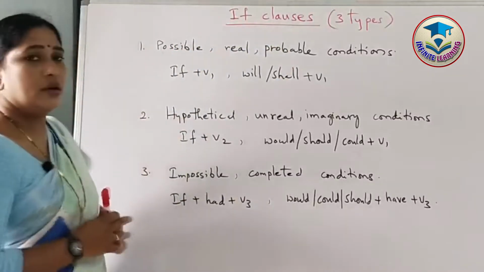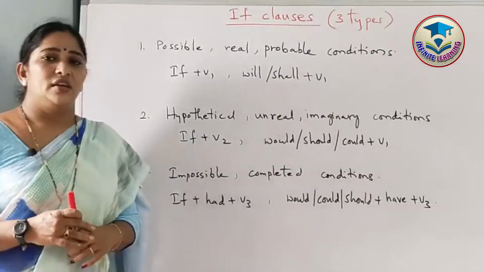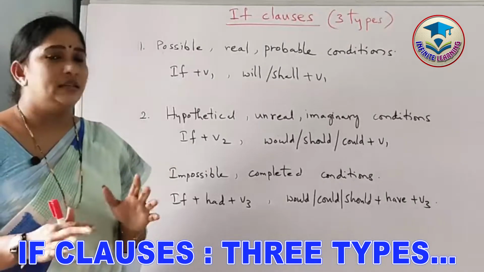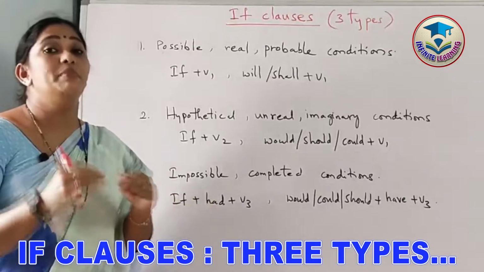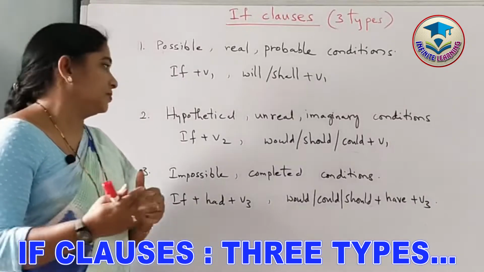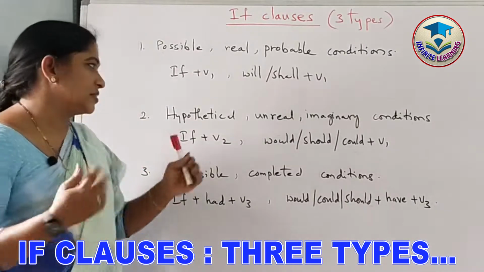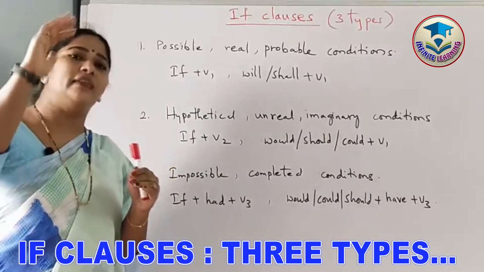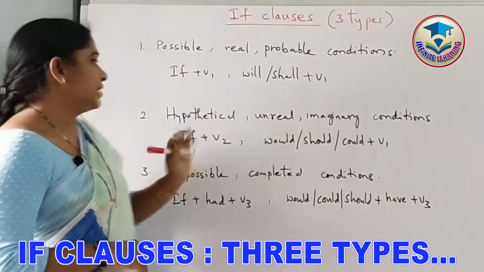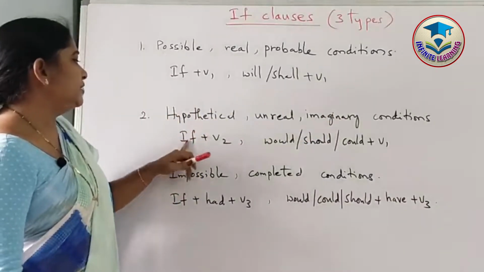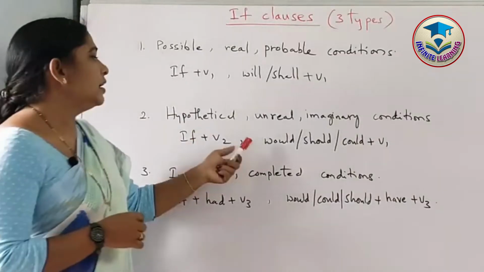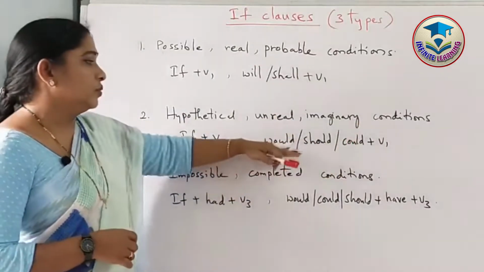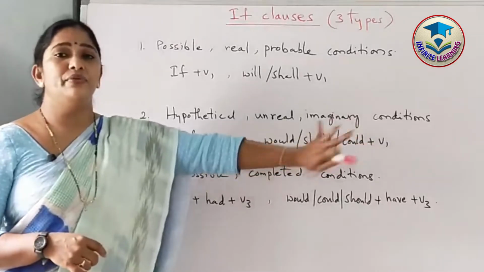And the next one is the hypothetical condition. Hypothetical means just imaginary, just unreal, that will not happen. We can imagine that, if it happens, completely imaginary. That is the second condition. In it you see if plus V2, the past form, and in the second half would, should or could plus V1.